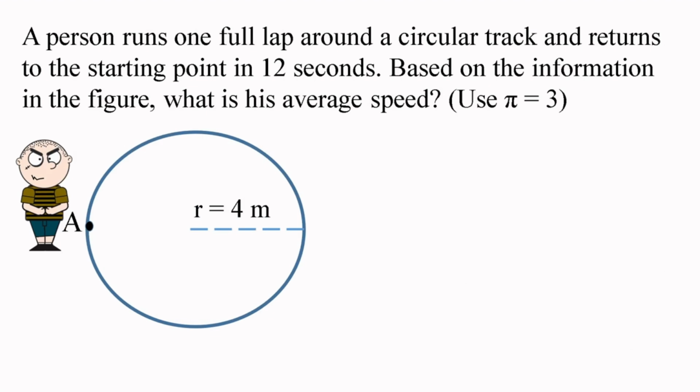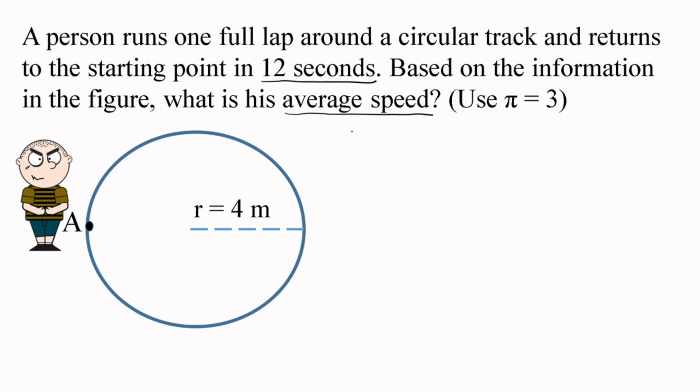Okay, this is a really classic example. As you can see, a person runs one full lap around the circular track and returns to the starting point in 12 seconds. First highlight the 12 seconds and see what else we have based on the information in the figure. What is his average speed? As I told you, this is a really classic question, and sometimes you may face this question and it may ask you to calculate average speed and average velocity. But because you have not learned how to calculate average velocity, I'm going to ask only average speed. So the question is asking about average speed.